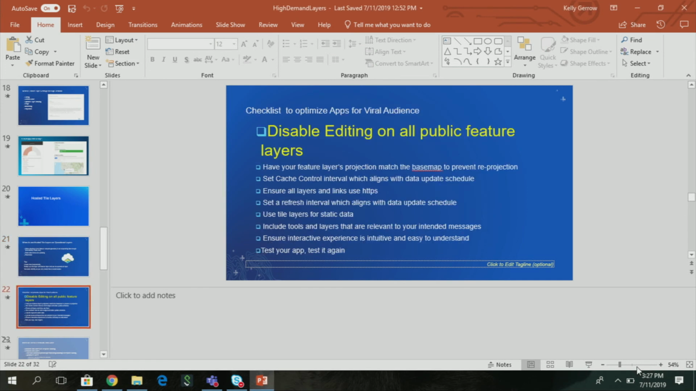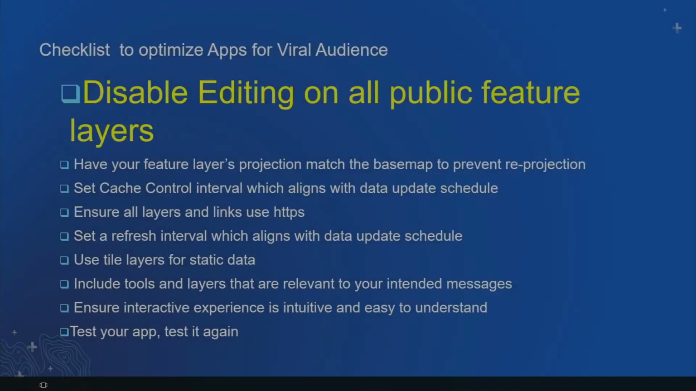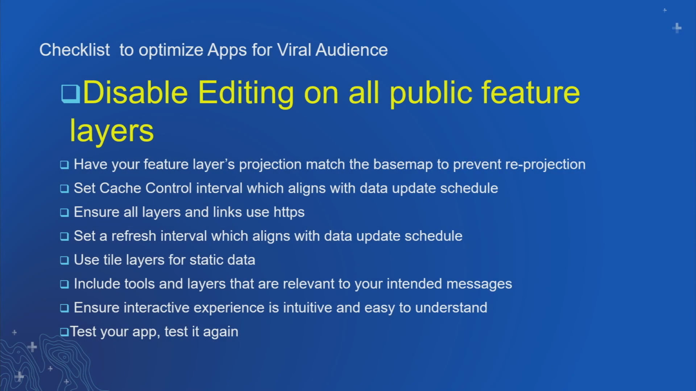All right. So kind of to round this out, here's a checklist of what you want to do when you are creating an app for a viral audience. 1, disable editing on all public feature layers unless you plan to do editing. 2, you want to have your feature layers projection match the base map to prevent reprojection. Again, that can cause a lengthier time for your data to draw. Set a cache control interval which aligns with your data update schedule. So that's setting it for 5 minutes, 3 minutes, an hour if it's not updating very often.